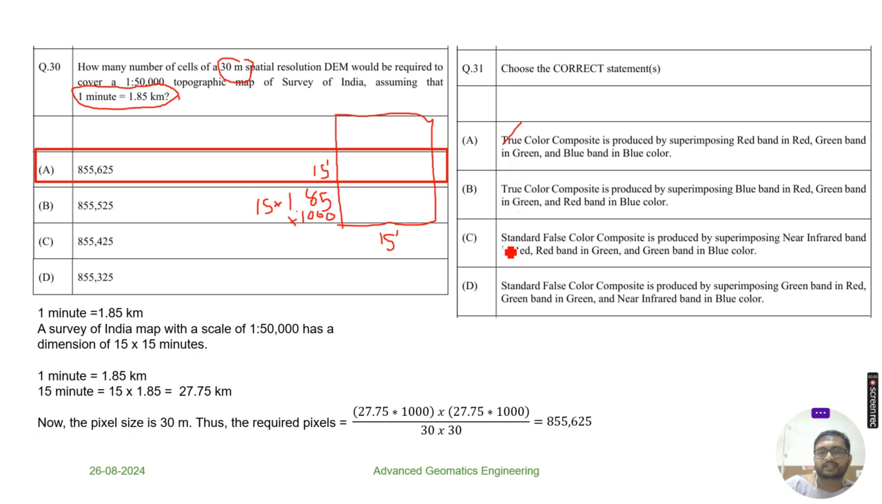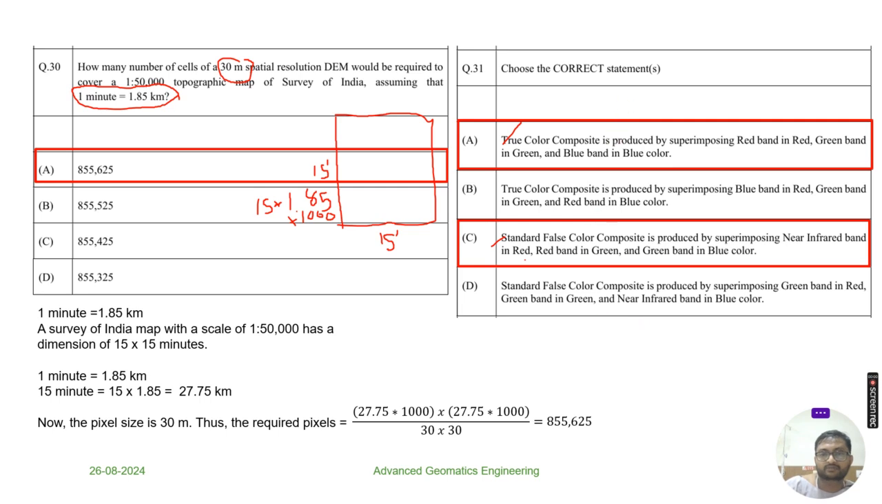And when we have a false color composite, what we are doing is putting the near infrared band as red, red as green, and green as blue. So this third statement is correct and the other two are wrong. So is that clear? Yes. Okay.